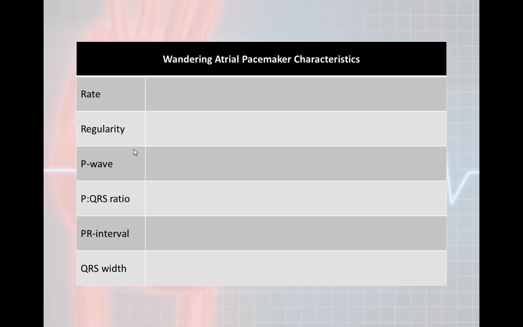What are the characteristics of a wandering atrial pacer? The first thing, the rate itself is going to be less than 100 beats per minute for it to be a wandering atrial pacer. Usually when it comes to the regularity, it is usually irregular. And that's because of the competing atrial pacers that are going on. The P waves, like I said before, will have at least three different morphologies.